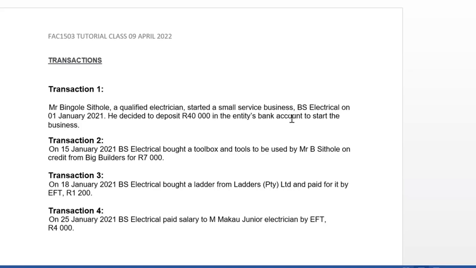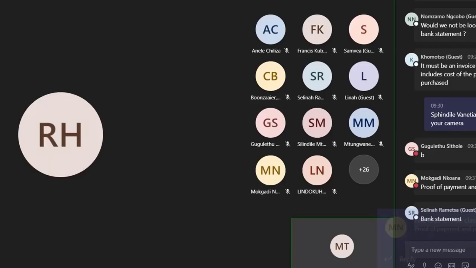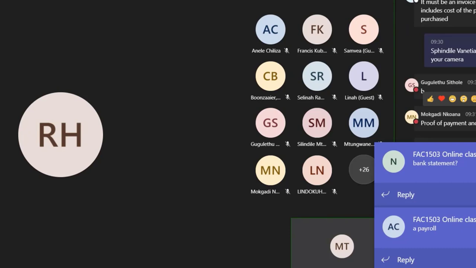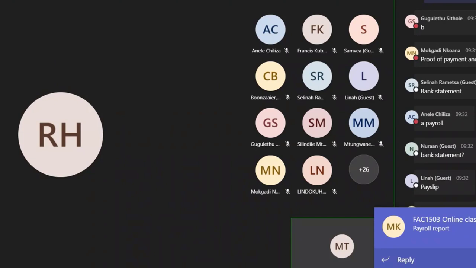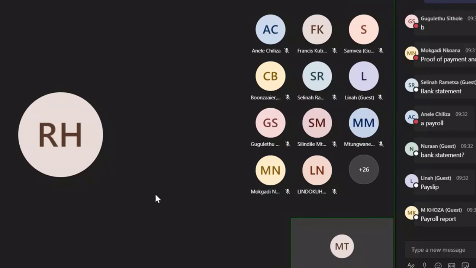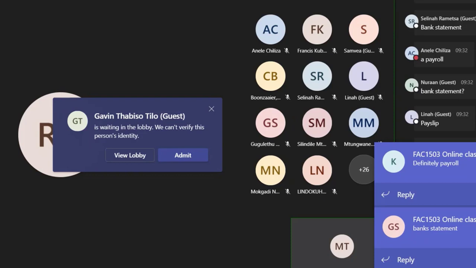So transaction number four is saying on the 25th of January 2021, BS Electrical paid salary to M. Mokau, junior electrician. Oh, guys, I'm so impressed. Well done. I am so impressed. Very, very impressed, guys. Mohadi, well done. Selina, Anele, Noreen, guys, well done. Hey, you are basically listening.